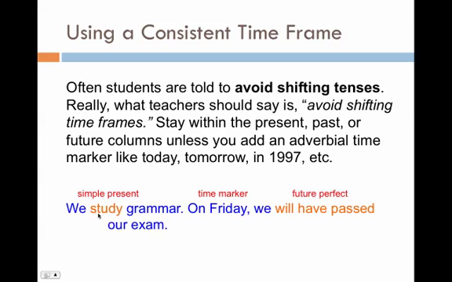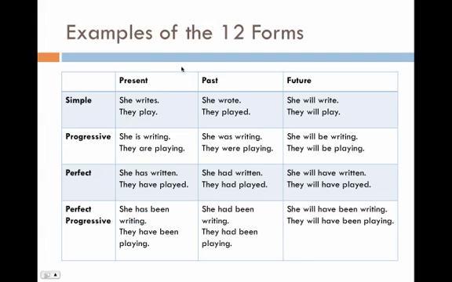We study grammar, simple present. On Friday, we will have passed our exam, future perfect. It might be even more helpful to say, today we study grammar. In 3 days, we will have passed our exam. If you're going to stick to a column, you still have 4 different tense choices.